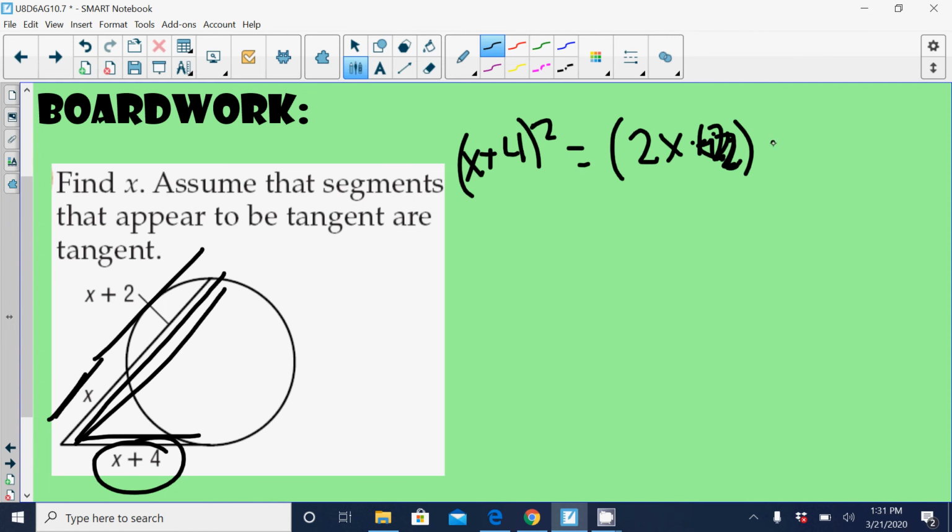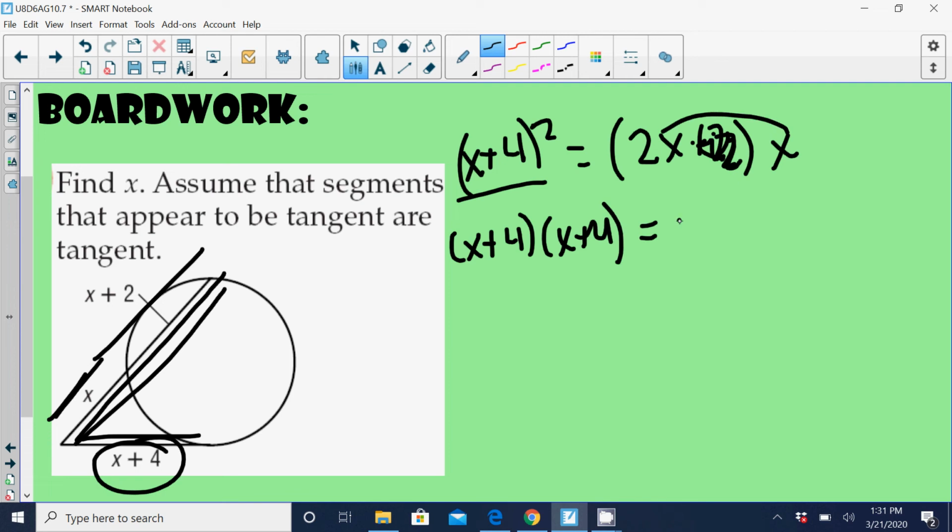And then we're going to multiply times x. What does it mean to square something? That means I take it times itself. So I'm going to have (x + 4) times (x + 4). On the other side, if I distribute this x, I end up with a 2x squared plus 2x. Okay, so from here, double distribute, bring that x all the way through.